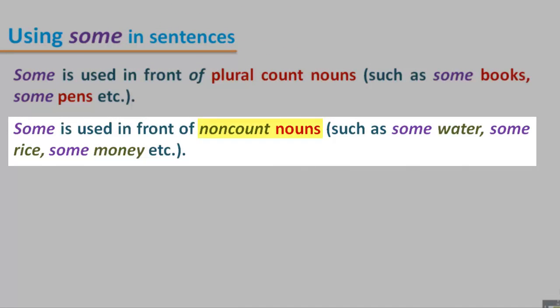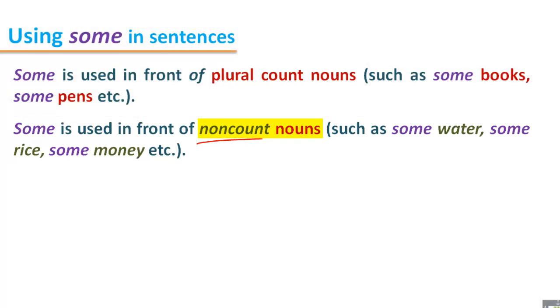Some is used in front of non-count nouns. This is very important. We have to consider nouns like water, rice, money. We cannot count them. So, some can be used before them also. Some water, some rice, some money, etc.